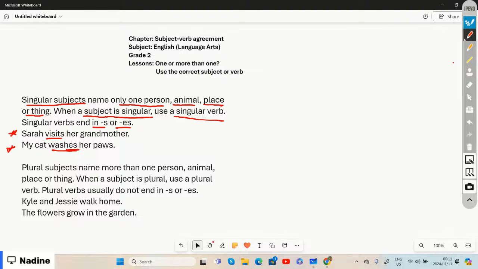Then we also have a plural subject. Plural subjects, like we said, name more than one person, two or more animals, two or more places or things. If the subject is plural and refers to more than one person, then we use a plural verb.